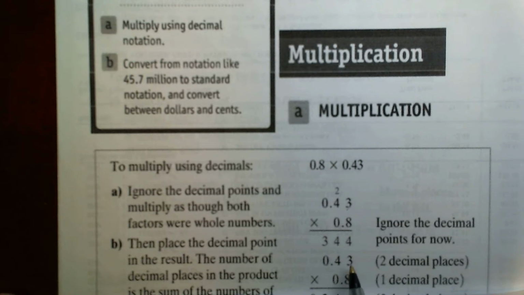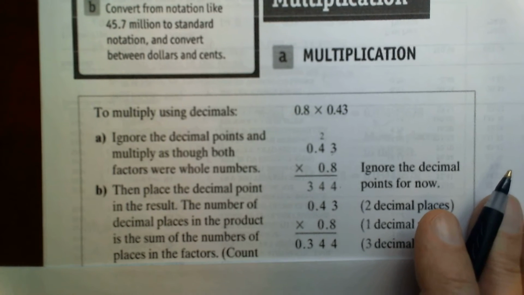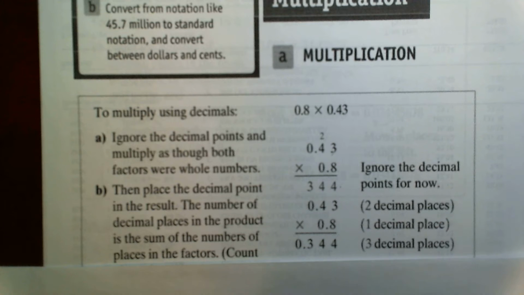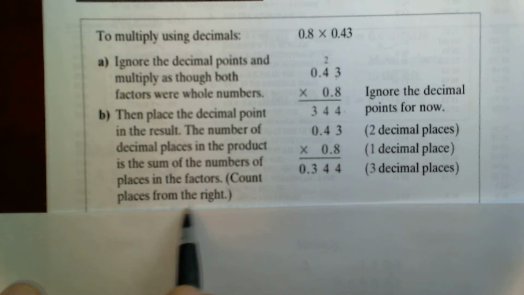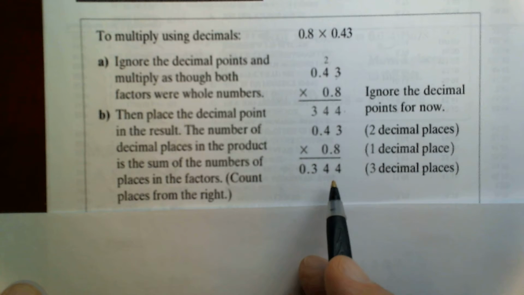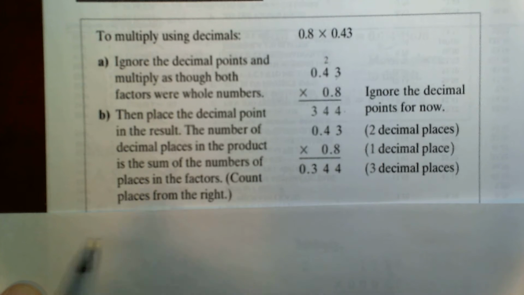Now the first number has 2 decimal places, the second number has 1 decimal place, altogether 3 decimal places, so you move it 1, 2, 3, and so it's 0.344. That would be the answer. And of course, count places from the right: 1, 2, 3 places.